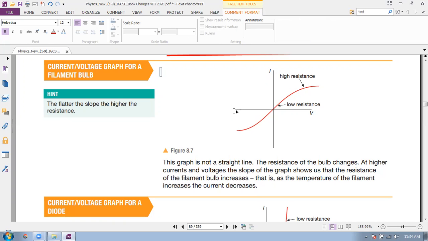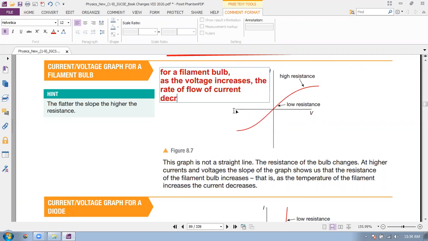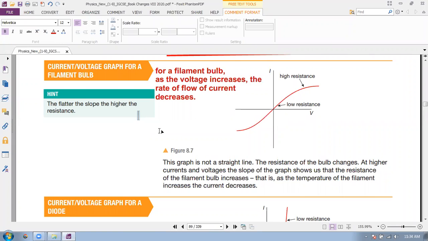So we can write: for a filament bulb, as the voltage increases, the rate of flow of current decreases. I'm not saying that current decreases, the rate of flow of current decreases.